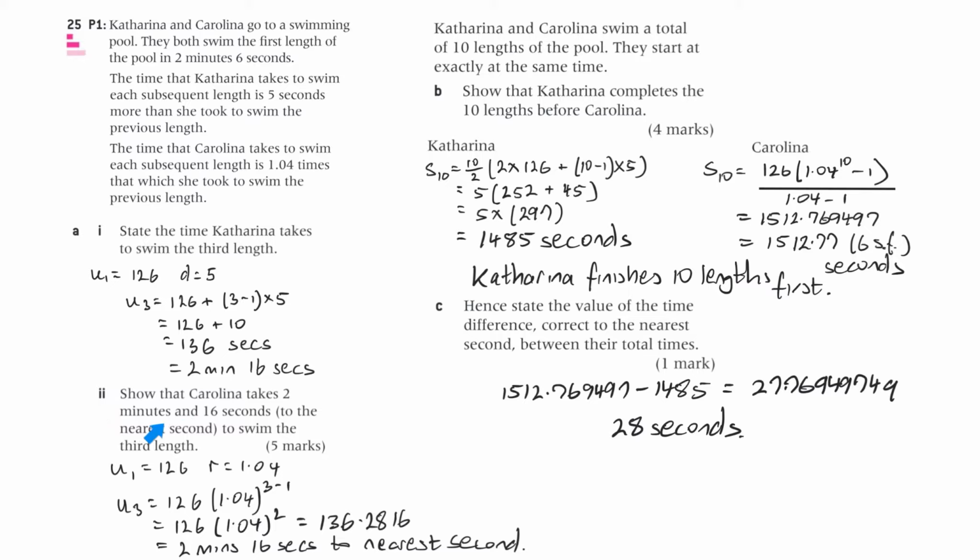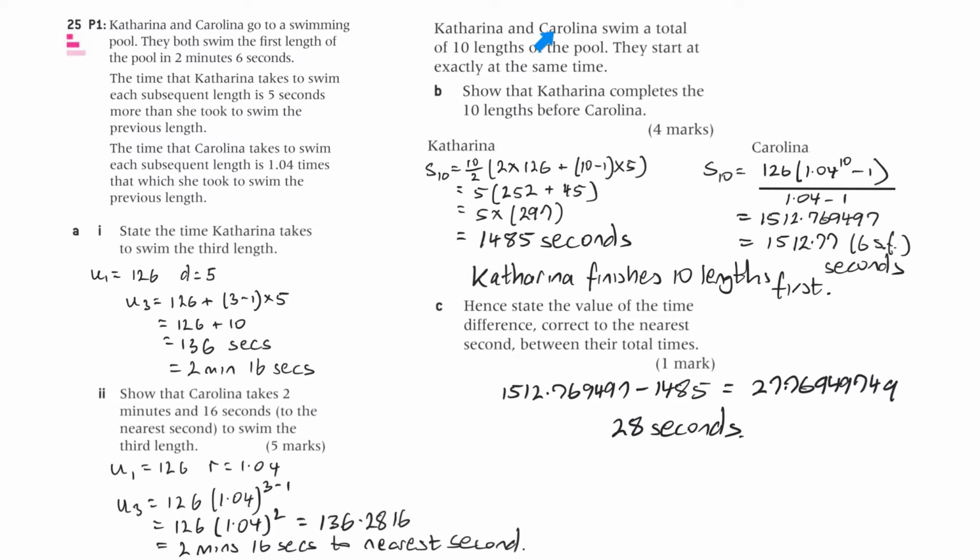2, show that Carolina takes 2 minutes and 16 seconds to the nearest second to swim the third length. Well, in this case, it's still the first length was 126 seconds because they both swim the first length of the pool in 2 minutes and 6 seconds. That's 126 seconds. Here we're told that r is 1.04 because every subsequent length is 1.04 times that which she took to swim the previous length. So we use the formula for the nth term of a geometric sequence. That's u1 times r to the n minus 1. And that comes up to 136.2816 seconds, or 2 minutes 16 seconds to the nearest second.